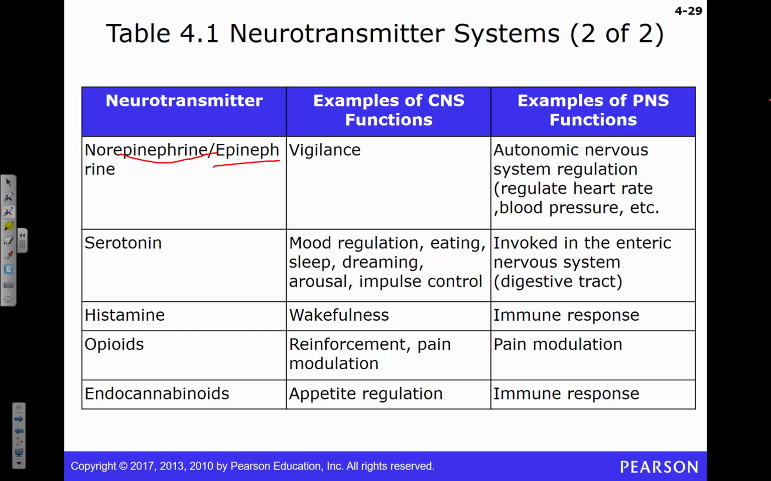Epinephrine, norepinephrine, it's going to be involved in vigilance in the central nervous system. As Eric told us, regulation of heart rate, blood pressure, all of those other things that you feel when you get that adrenaline rush, they're going to be under control of that neurotransmitter.